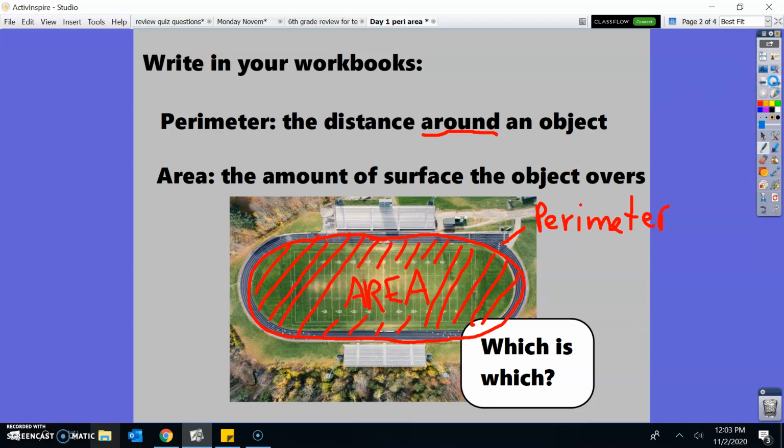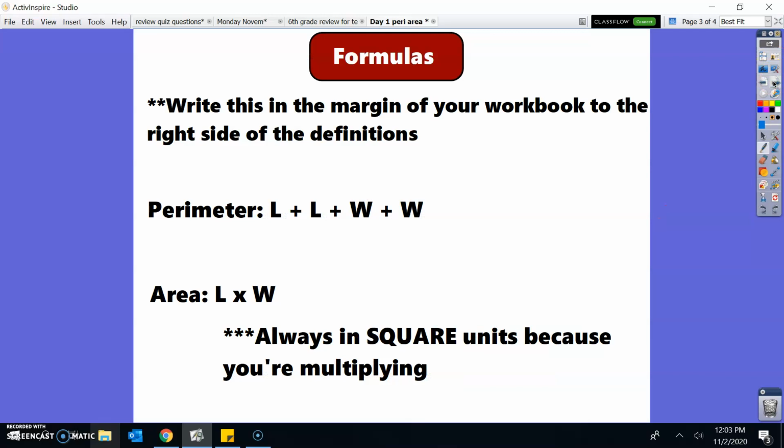Now, if I want to find the perimeter and area, there's two different ways to find the perimeter and area. And what I'd like you to do is jot down these two formulas on your right-hand margin of your workbook, right beside the two definitions for both perimeter and area. I want you to jot down the formula first for perimeter, which is these odd letters, LLWW, which stands for length plus length plus width plus width. So basically we're adding all outside numbers.